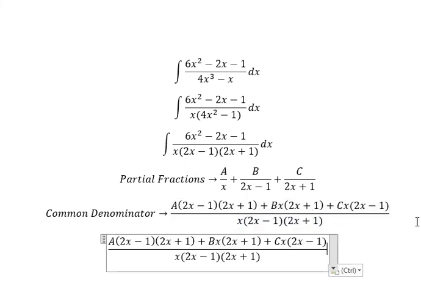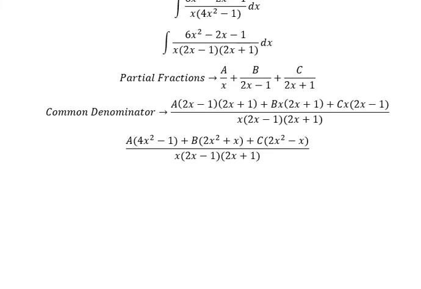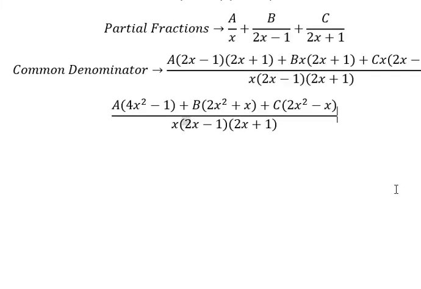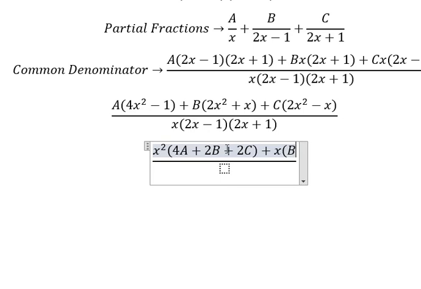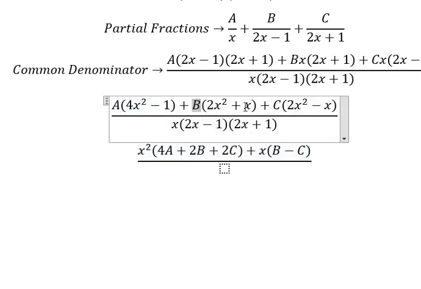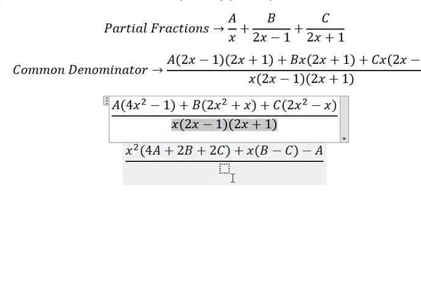Now, we need to expand. Now, we need to arrange based on the terms of x. So, for x squared, we have 4a plus 2b plus 2c. For x, we have b minus c, because b is multiplied by x and c is multiplied by negative x, that's why we have b minus c. For the number, we have negative 1 multiplied by a, so we have negative a.